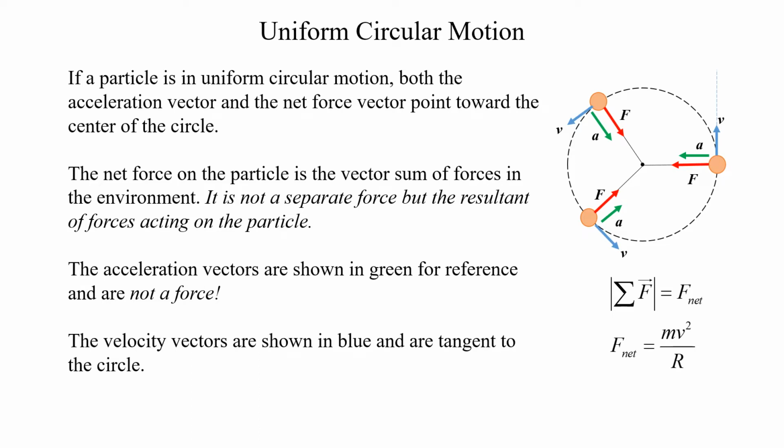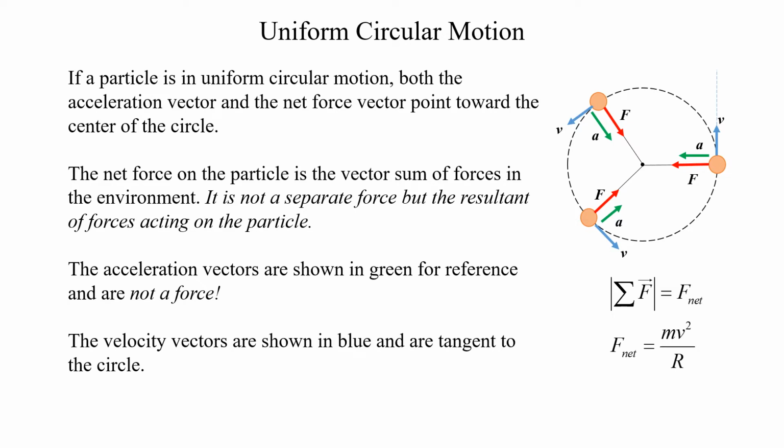All right, so that's what's going on in this diagram. The net force vector points toward the center of the circle. That's shown in red. The acceleration vector is shown in green. Now be careful, this is the acceleration. Acceleration is not a force. The force supplies that acceleration, so they point in the same direction. Now I've also drawn in the velocity vectors in blue. No matter what path an object travels in, whether it's a straight line path or a curved path or a circular path, the velocity vector is always tangential to the path.